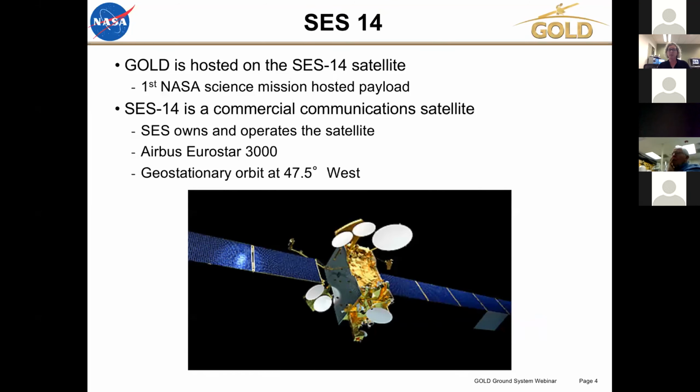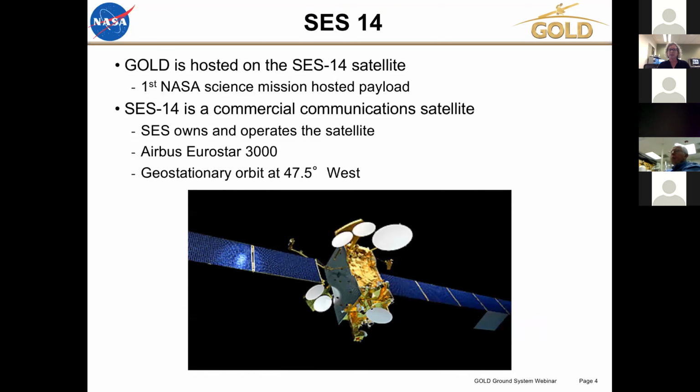The thing we had requested from SES when we were in negotiations is that the GOLD instrument wanted to see a good portion of the continental US. SES had a satellite going up that needed to provide communications over Brazil. So we're located at a geostationary orbit at 47.5 degrees west, which is centered over Brazil. This gives the GOLD instrument a view of the majority of the continental US, not complete coverage, but a good chunk of it. And there are other benefits to this location as well. So this worked out well for the GOLD instrument.